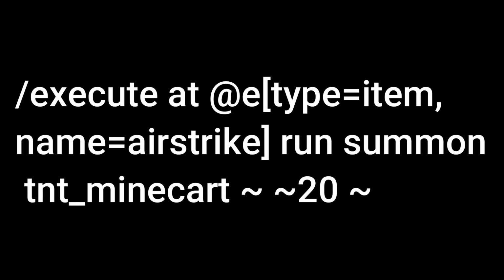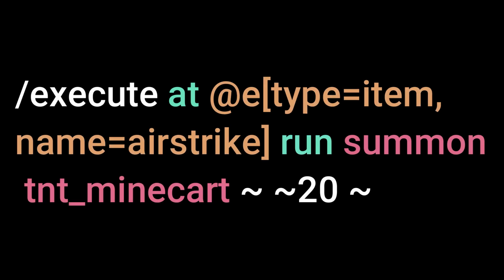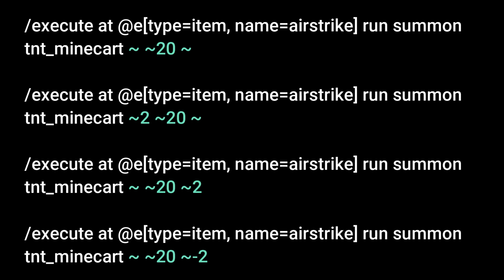Now, we use the execute command, which is similar to the Testfor command, except you can have it run another command if a condition is met within the same command block. So we are executing a command at wherever our item was dropped at, running the summon TNT command. Again, you can have various coordinates set to adjust the range of explosives set from above.